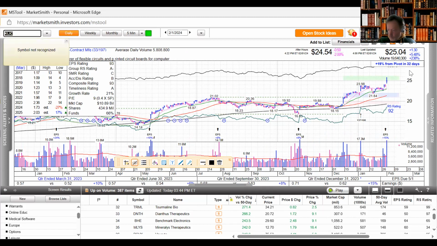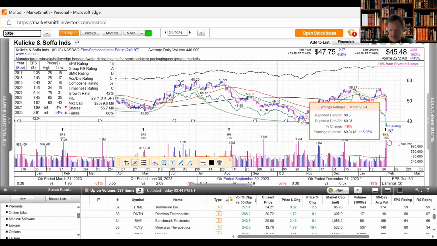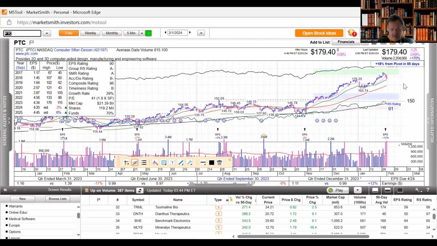Kulicke and Soffa, quarter one EPS, 30 cents versus 26 cents. And people were expecting a lot more than a 130% decline in earnings. So they're off almost 10%. MaxLinear, also in semiconductors, quarter one, 1 cent on revenues of 125.4. And they did not compete hard enough, as it has fallen 11%. PTC, adjusted EPS, $1.11 versus 96 cents. It's off slightly. It provides 2D and 3D computer-aided design and manufacturing.